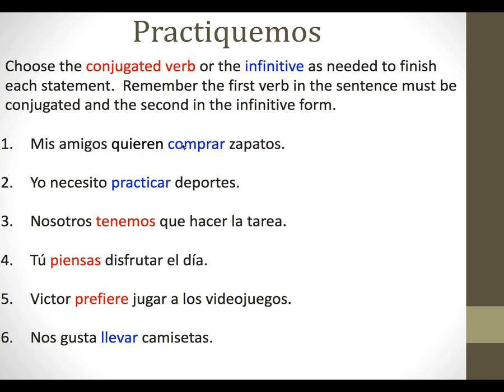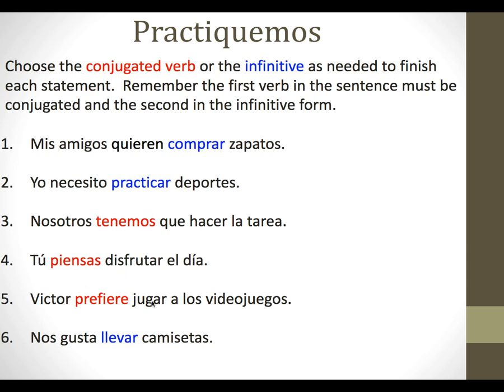All right, so notice here we chose the infinitive for the first one, okay? I need to practice sports. They gave us the conjugated verb, so the second one was the infinitive. We have to do homework. In this one, see, here's our subject. We need to conjugate the verb that follows, and we have the infinitive here. Also, this que in the middle, this one's special, okay? You plan to enjoy the day. Okay, here's our subject. So the verb that follows needs to be conjugated, and then infinitive.